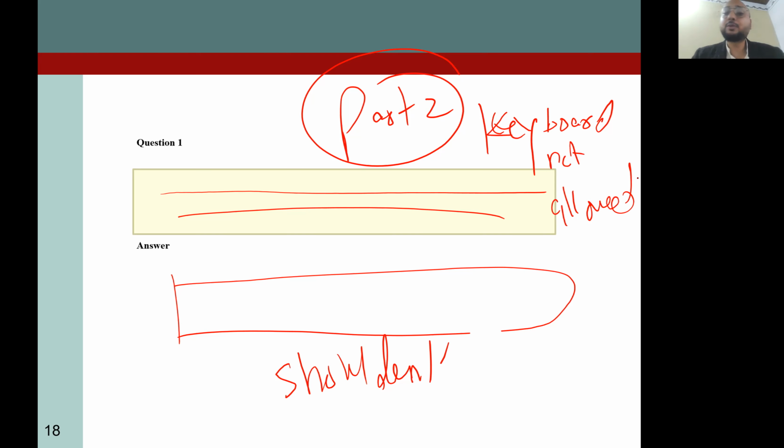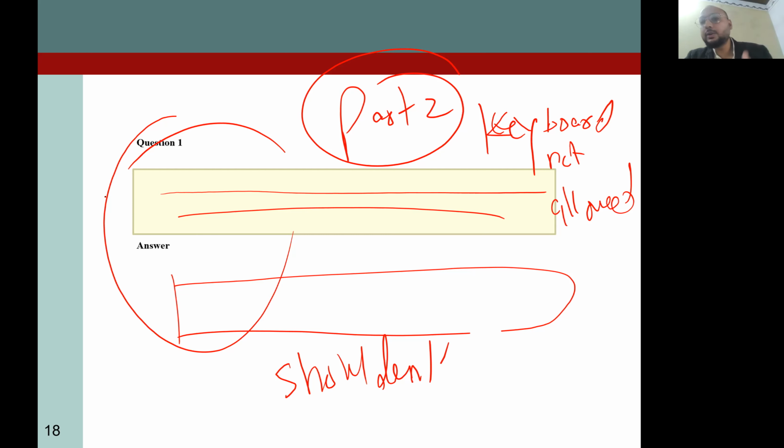Keyboard not allowed. You have two options: either print part 2 and solve it, take a picture, save it into a Word file and send it to me like you normally do in your assignments. Or you can take a blank page, write down the answers, write your name and student ID, take a picture, convert it into a Word file and send it to me. I'm going to be giving you ample time for part 2 because I know you need to take pictures, convert into Word file and then send it to me. But for part 1, I'm not going to give you extra time.